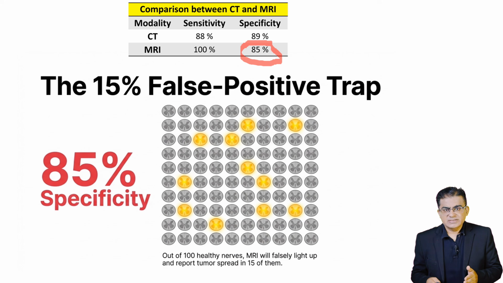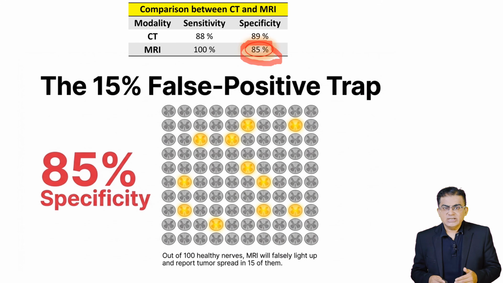An 85% specificity means that out of 100 patients who absolutely do not have perineural invasion, the MRI will correctly report a clean, normal scan in 85 of them. But what about the other 15? That 15% is your false positive rate. False positive. That means in 15 out of 100 healthy nerves, the MRI will light up, show enhancement and falsely tell you there is tumor spread in the nerve when there is absolutely no cancer there.